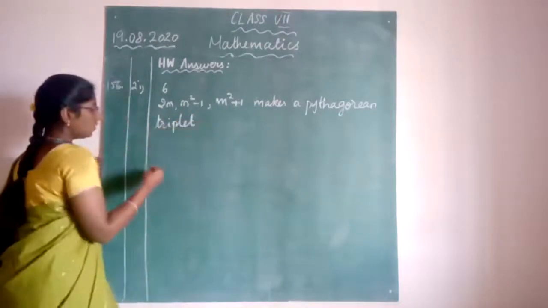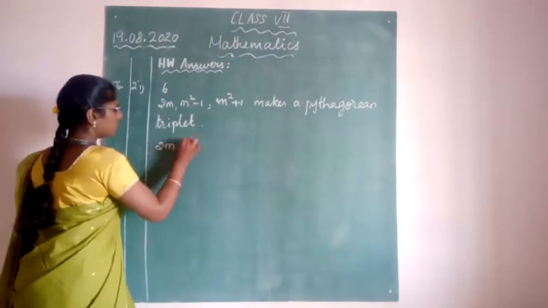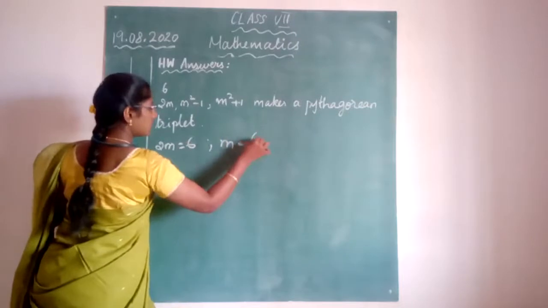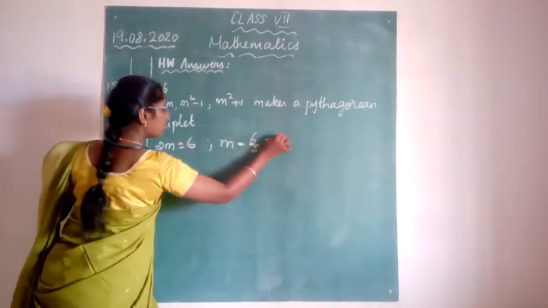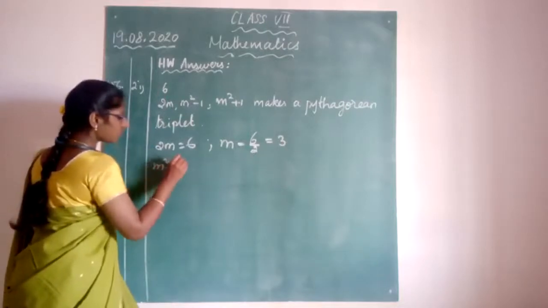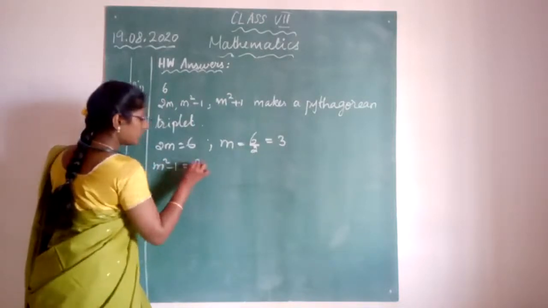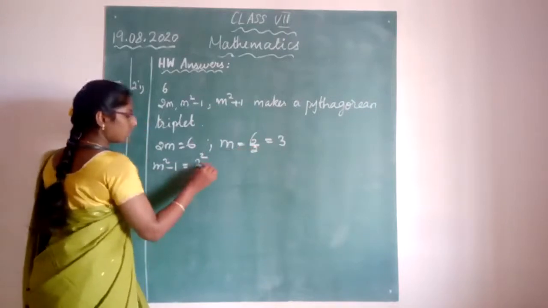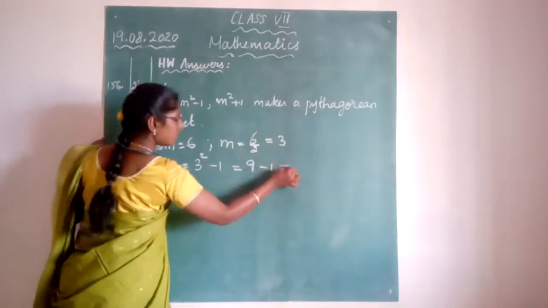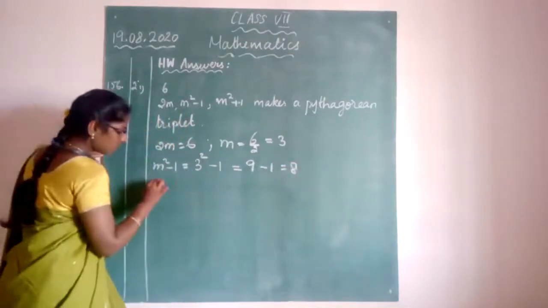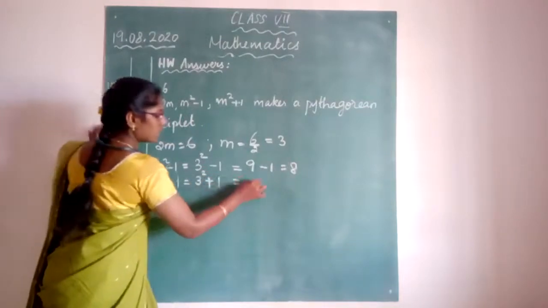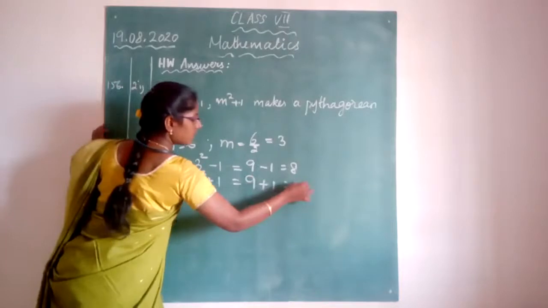So you can take 2m is equal to 6. So what is m? m is equal to 6 divided by 2, that is equal to 3. Okay. So what is m square minus 1? m is 3, right? So m square is 3 square minus 1, that is 9 minus 1, that is 8. Okay. Next, what is m square plus 1? That is 3 square plus 1, and that is 9 plus 1, and that is 10.